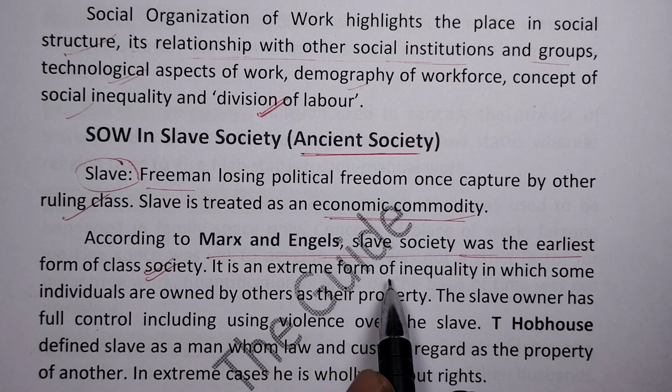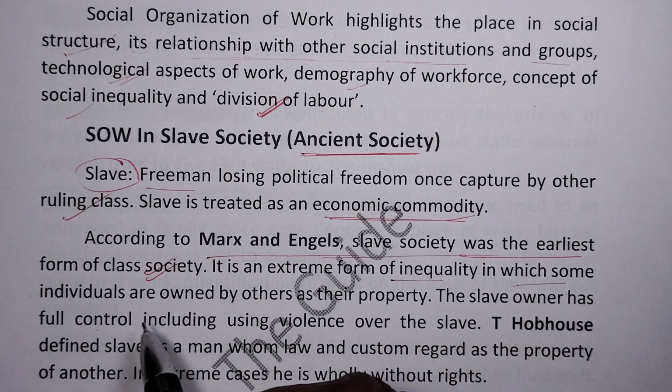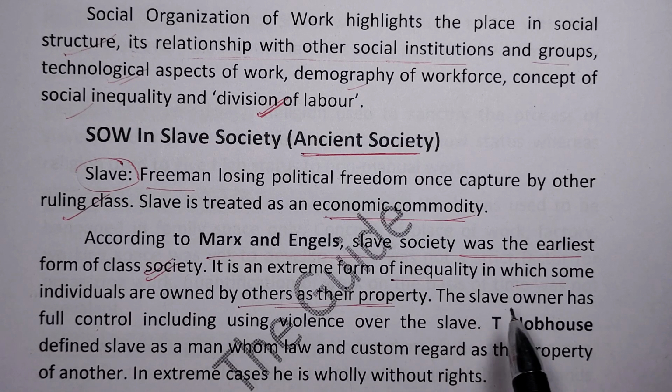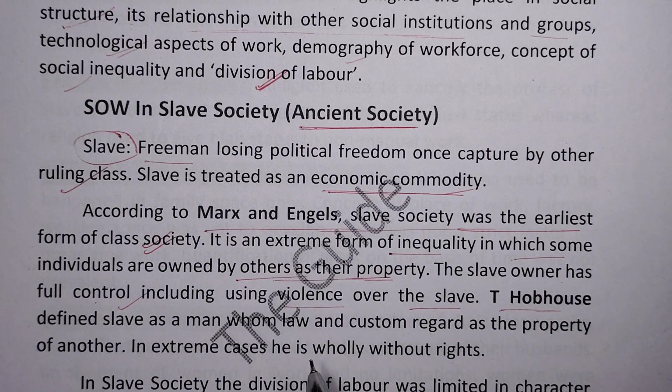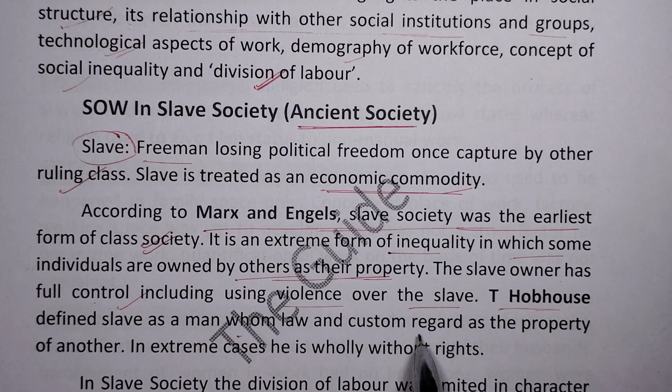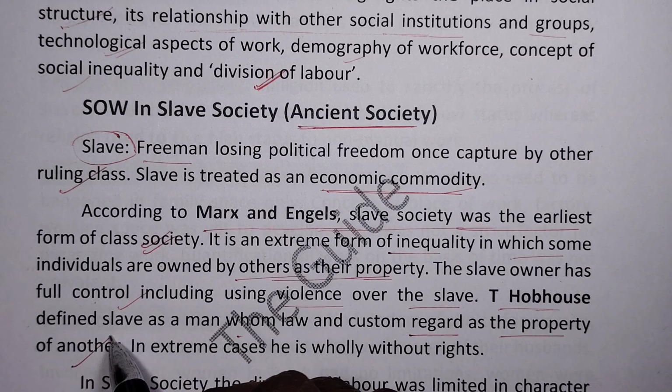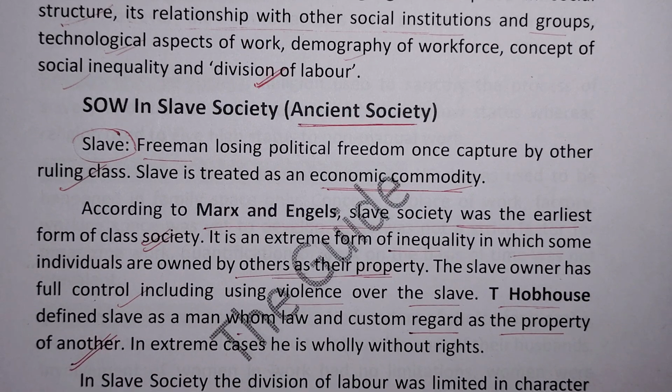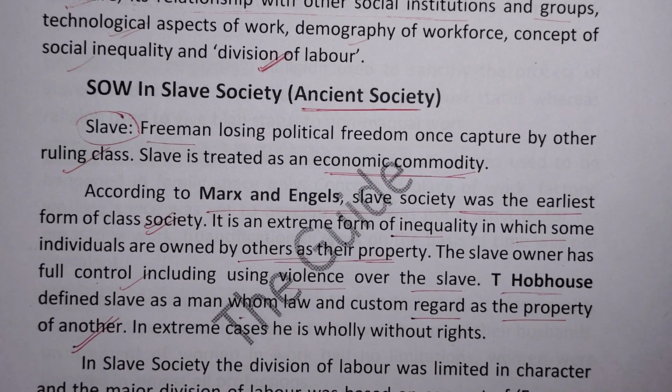It is an extreme form of inequality in which some individuals are owned by others as their property. The slave owner has full control, including using violence over the slave. T. Hobhouse defined a slave as a man whom law and custom regard as the property of another. In an extreme case, he is wholly without rights.